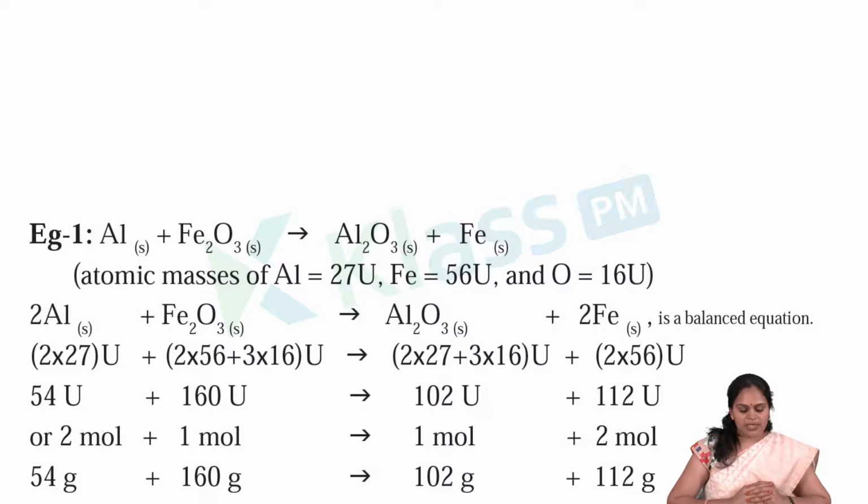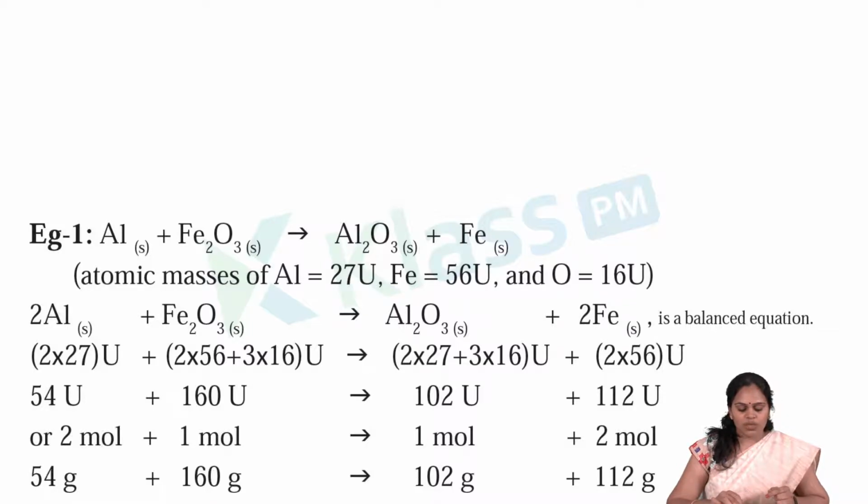That is Al plus Fe2O3 gives you Al2O3 plus Fe. Atomic masses: Al is equal to 27 units, for iron it is 56 units, and for oxygen it is 16 units. How are we getting this? The atomic number of oxygen is equal to 8. O2 means 2 atoms of oxygen. 2 into 8 gives you 16. That is 1 unit of oxygen. Likewise, you have to calculate.